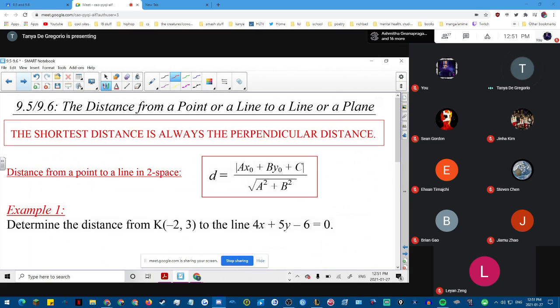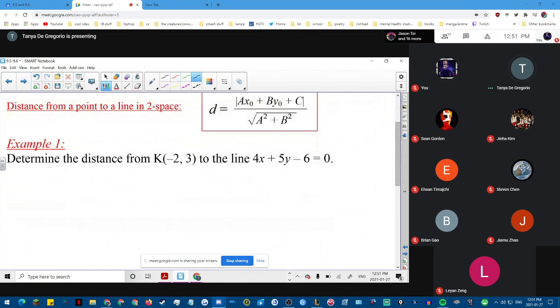So the shortest distance is always the perpendicular distance. The distance from a point to a line in 2-space is that formula right there from the Cartesian equation. So let's do an example. Determine the distance from K, they're giving us a point, (-2, 3), to the line 4x plus 5y minus 6 equals 0. So 4 is A, 5 is B, and -6 is C. And we just sub into the formula. Subbing in my point.